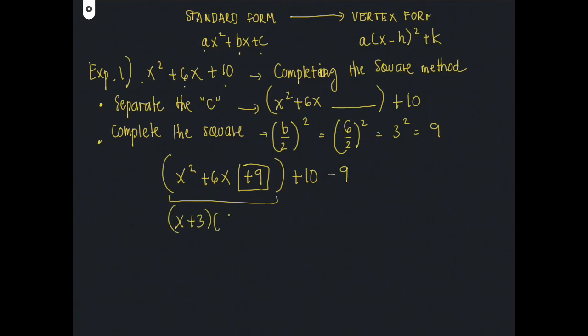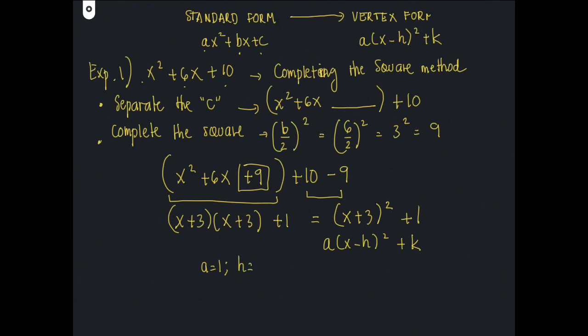We need to keep the original problem, or expression, the same. How? We have to cancel adding 9. So in this case, we're subtracting 9, which is behind the 10. So that's why it's 10 minus 9. And then we factor x squared plus 6x plus 9. What are the factors of 9 that add up to 6? It's 3 and 3. So it becomes (x plus 3) times (x plus 3) plus 1. We're simplifying it, and it turns into (x plus 3) squared plus 1. That, voila, is the vertex form, or a(x minus h) squared plus k. a is 1, h is negative 3, which is the opposite, and then k is 1.